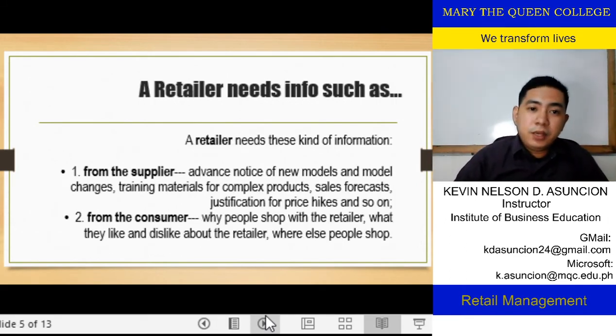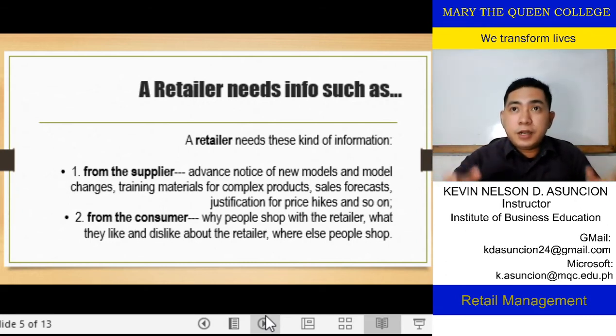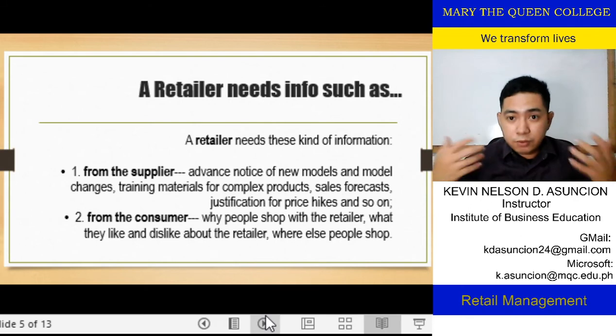No? Okay, so what does a retailer need naman? Okay, a retailer needs this kind of information. It needs information from the supplier, the advance notice of new models and model changes, training materials. So it means the supplier should give information about new products and the sales forecast, for them to be able to help with their sales.